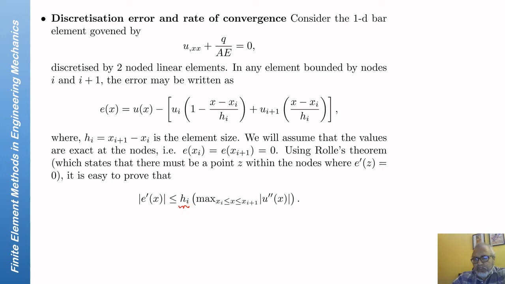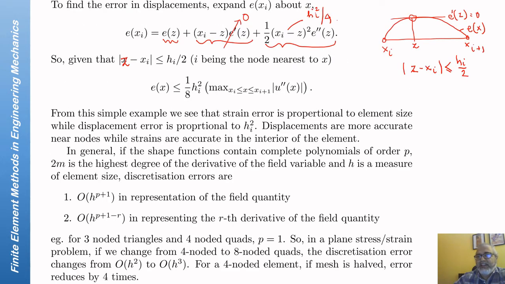Also, what you can see clearly is that e prime z is 0 at this point, which means the strain is most accurate in the interior of the element, whereas the displacements are accurate close to the nodes of the element. Displacements are accurate at the nodes. The strains, the first derivatives, are accurate at the interior.